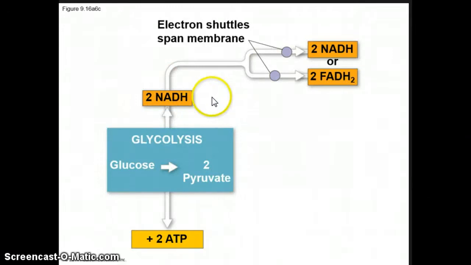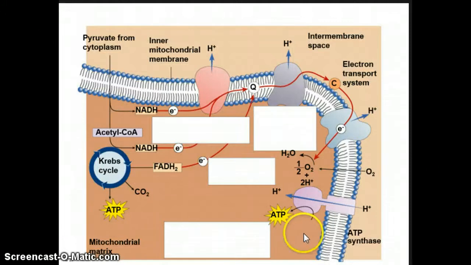This is showing how these 2 NADHs coming from glycolysis break down to pyruvate. When we have these electron shuttles spanning the membrane, the NADHs can actually take one of two shuttles, and one is going to end up carrying the two NADHs into the mitochondria, and the other is going to take the electrons and attach them to an FADH2. So we actually could end up with either of these as a result of glycolysis. But to make things simple, just think of glycolysis as producing two NADHs.